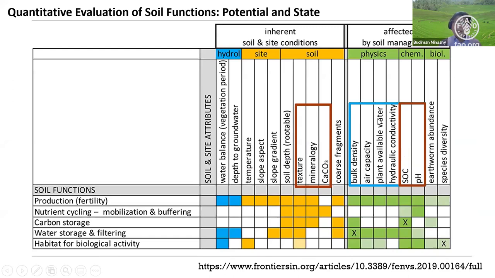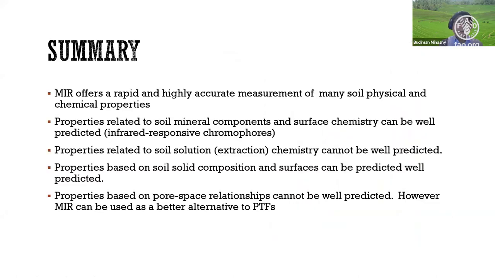And about the soil carbon or pH, what's the effect of management. What we can't do well is that we can only give you an estimate of the bulk density and plant available water. What the MIR cannot do well is give you the effect of management, but it can give you an indication about the physical condition and the ideal conditions. But still, if you want to assess soil production or fertility, nutrient cycling, carbon storage and so on, all these properties estimated from the single mid-infrared spectrum can give you a lot of information.